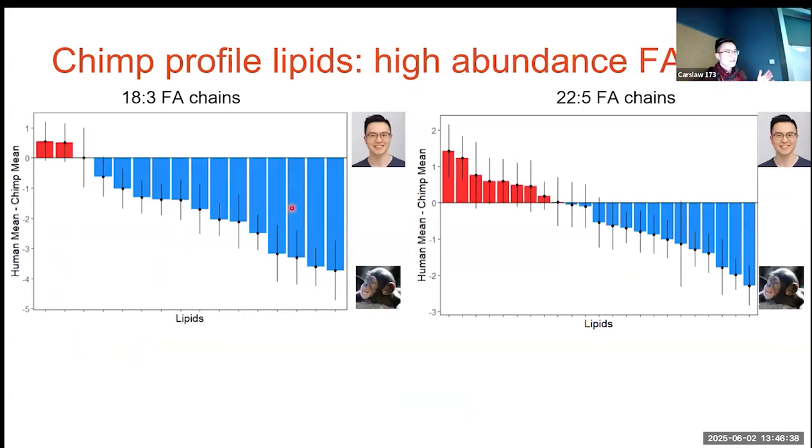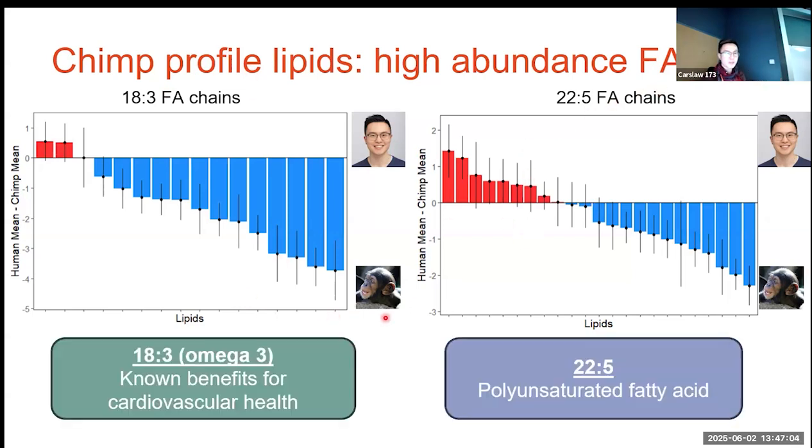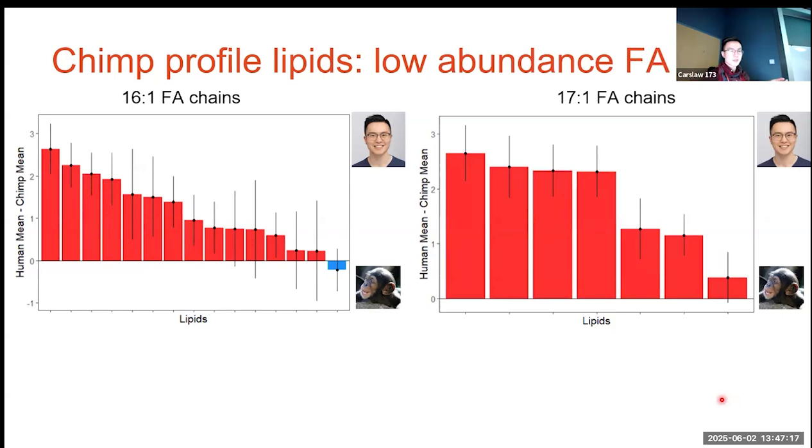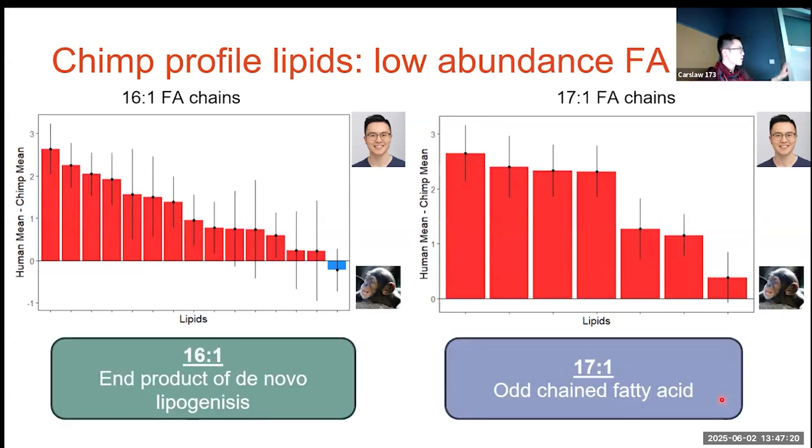But we had a look at the properties of the lipids that were particularly high in chimps or particularly high in humans. So here, this is a bar plot of the human average minus the chimp average lipid concentration. So if it's below the x-axis, it means it was higher in chimps. And if it's above the x-axis, it means it was higher in humans. And so these are examples of some lipids that were very high in chimps. This included things like omega-3 and polyunsaturated fatty acids, which are known to be very healthy. Whereas the things that were higher in humans were, I won't go into this, but some chains which might be bad.